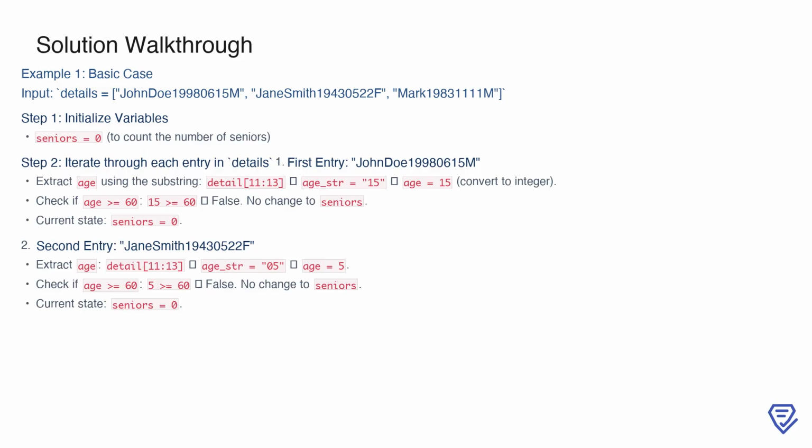Next, we start iterating over the list, beginning with the first entry, John Doe 199800615M. To determine the age, we extract the substring from positions 11 to 13, which gives us 15. After converting it to an integer, we check if the age is 60 or greater. Since 15 is less than 60, we do not increment the seniors counter, and it remains at 0. Moving on to the second entry, Jane Smith 194305222F, we follow the same process, extract the age substring, which is 05, convert it to an integer, and check if it meets the age condition. Since 5 is also less than 60, the seniors counter remains unchanged at 0.